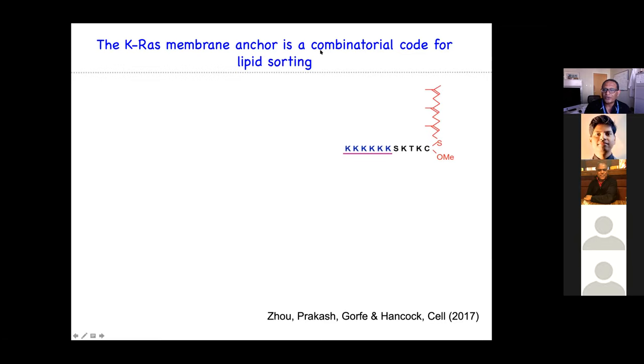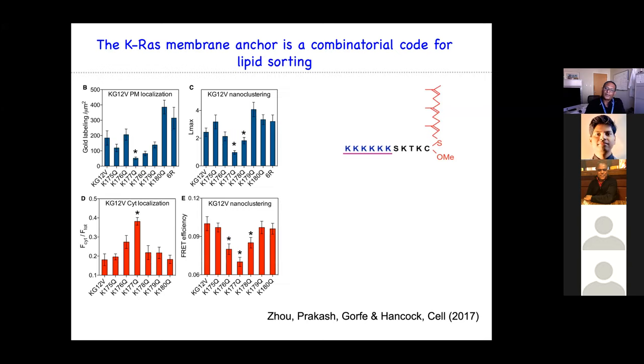So that led us to the conclusion that the KRAS membrane anchor might be a combinatorial code that requires the activities of the polybasic domain as well as the farnesyl group. I haven't talked about that yet, but I will show you later on that it selectively binds to PS, but not just to any PS, but to this asymmetric PS species that have one chain saturated and the other unsaturated, mono-unsaturated.